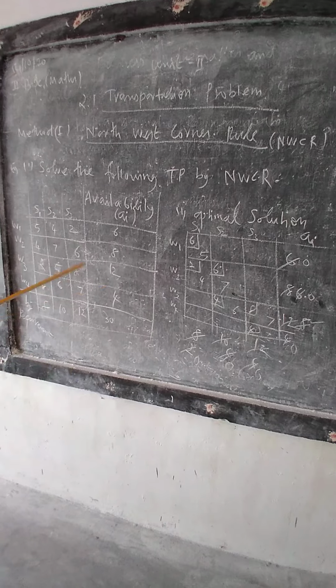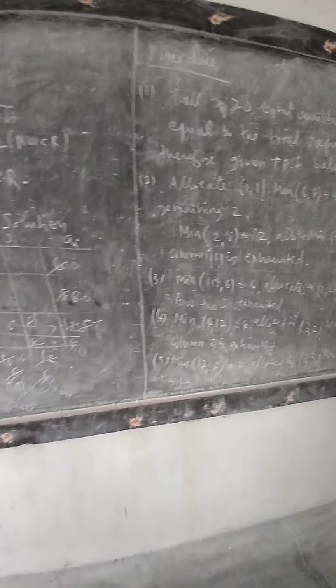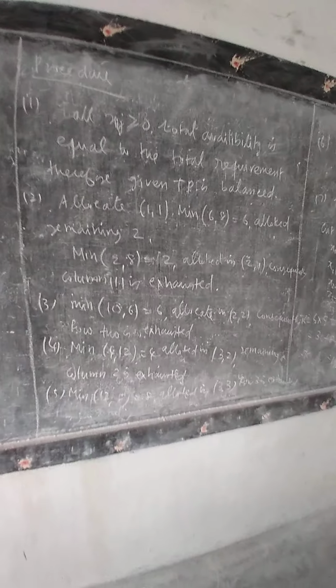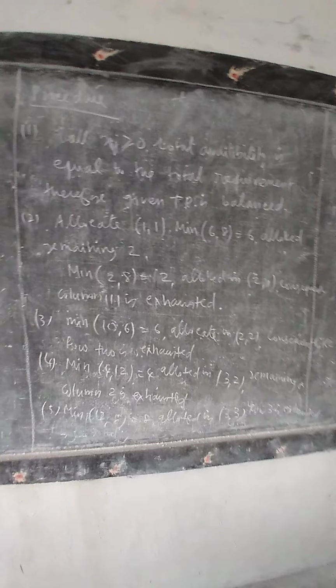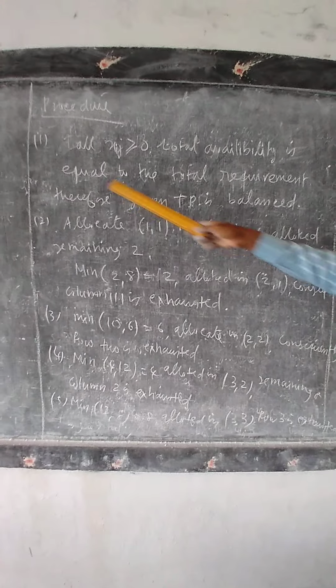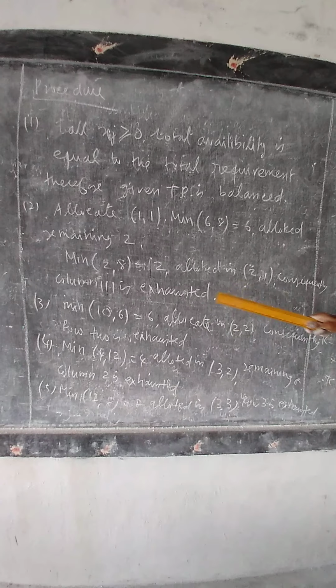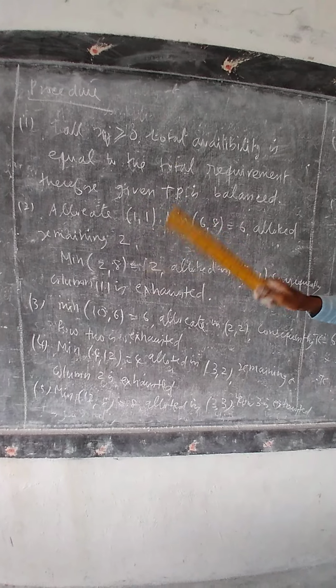Okay. So how do you find the optimal solution? I will explain the procedure first. Each element xij is greater than or equal to 0. Therefore, the total availability is equal to the total requirement, so the given transportation problem is balanced. How do you allocate? Why is this called the northwest corner rule? Because we are starting from the northwest corner of this tabular form.